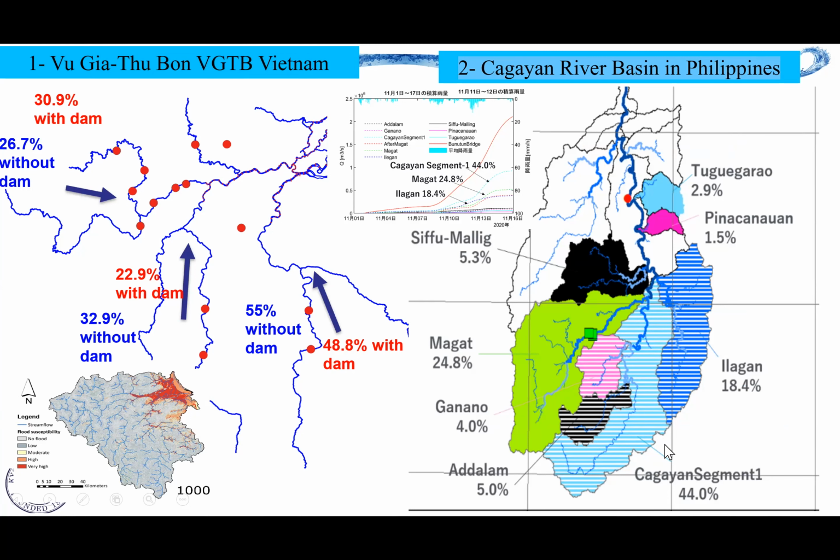And we found that there are many sub-basins, like this one we call Cagayan Segment 1, with a very high contribution of flow and also sediment. So it means that many sub-basins are contributing a lot to the inundation in the downstream area.